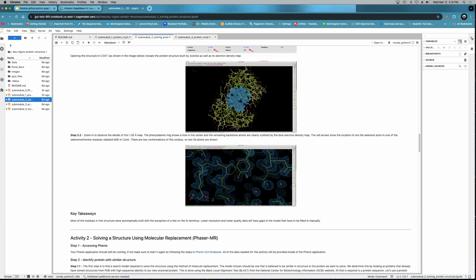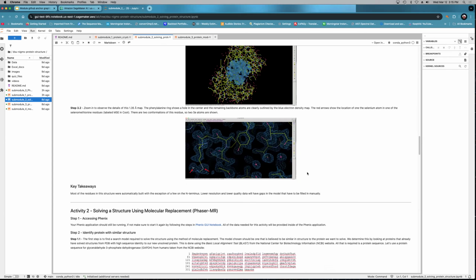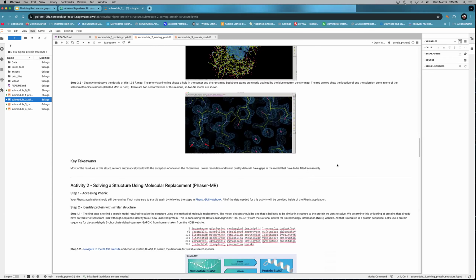But you can see, for example, this tyrosine residue looks pretty good. There's some electron density missing on this proline residue, but you can clearly tell that it's there, and the oxygen atoms that are part of the peptide bonds are positioned correctly. And if they aren't, you can go into COOT and use it to change those things, which we'll discuss in the third submodule.